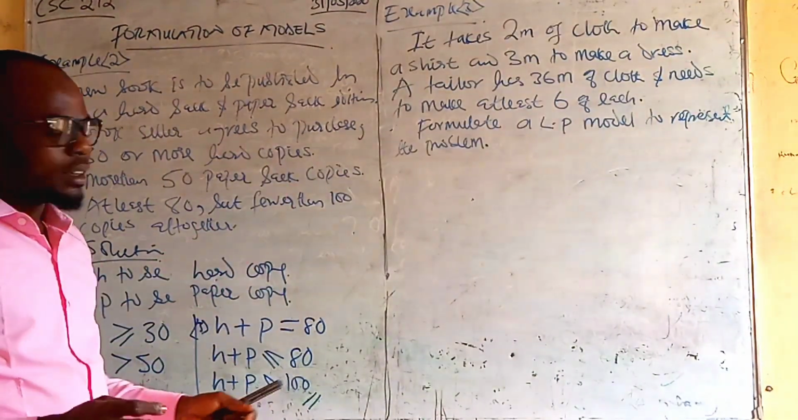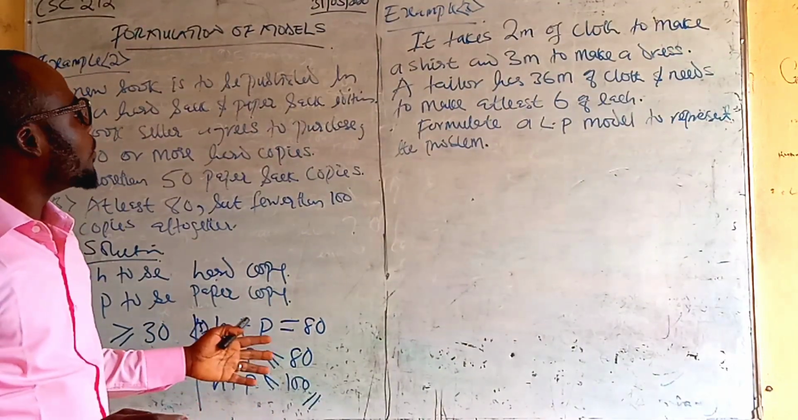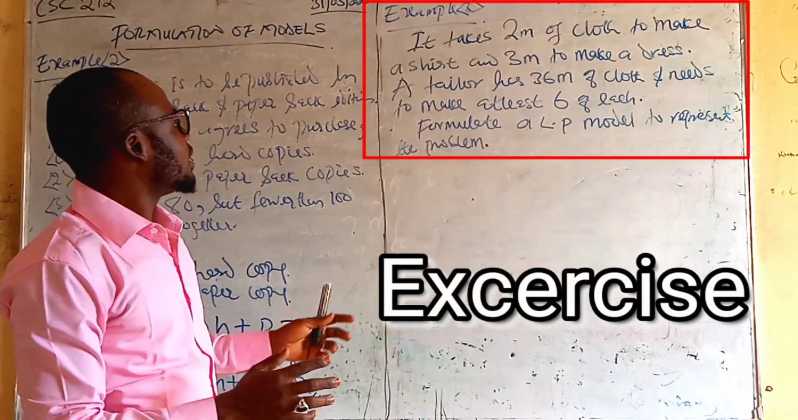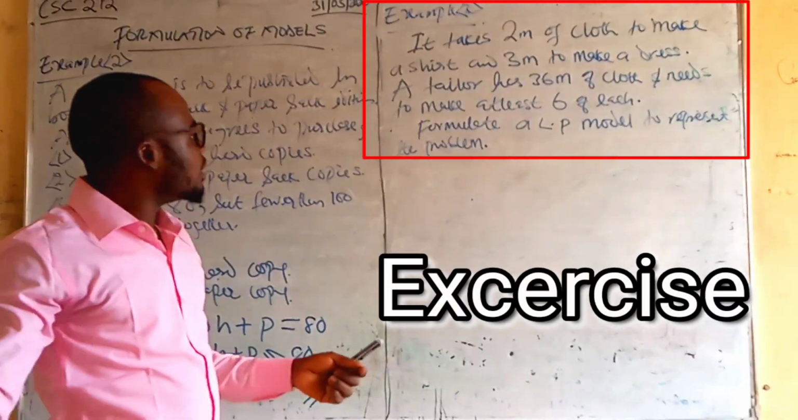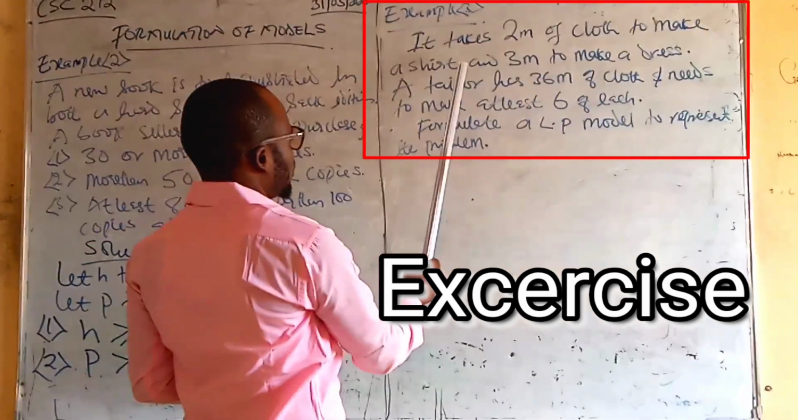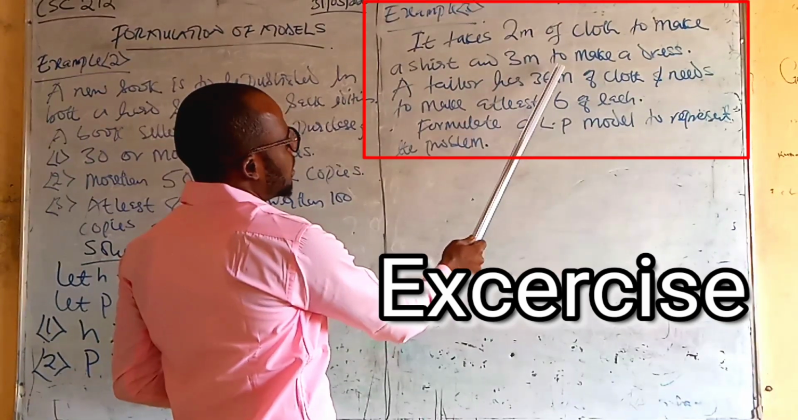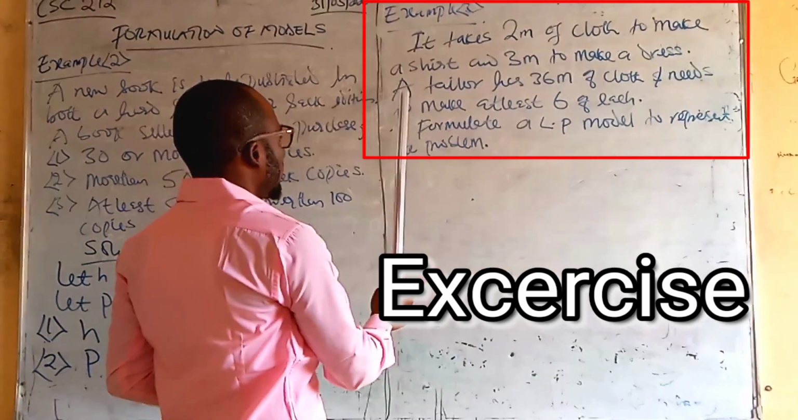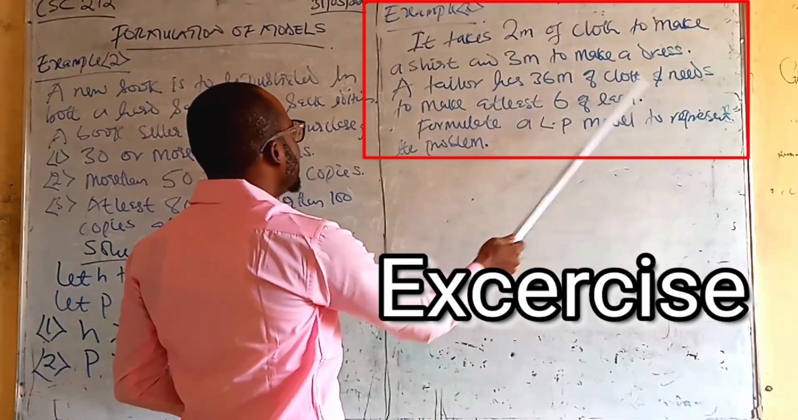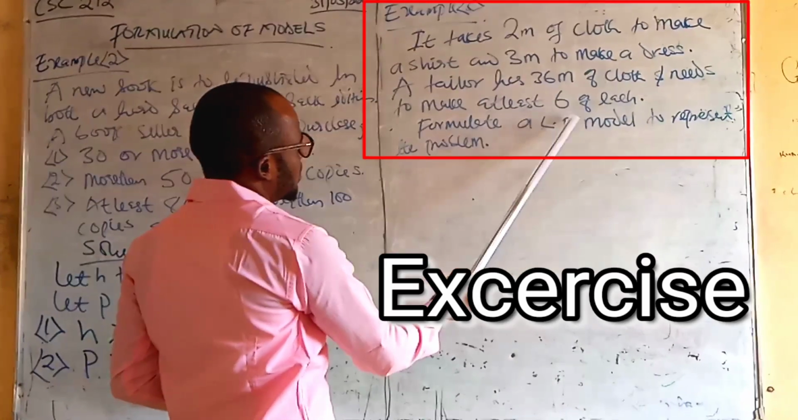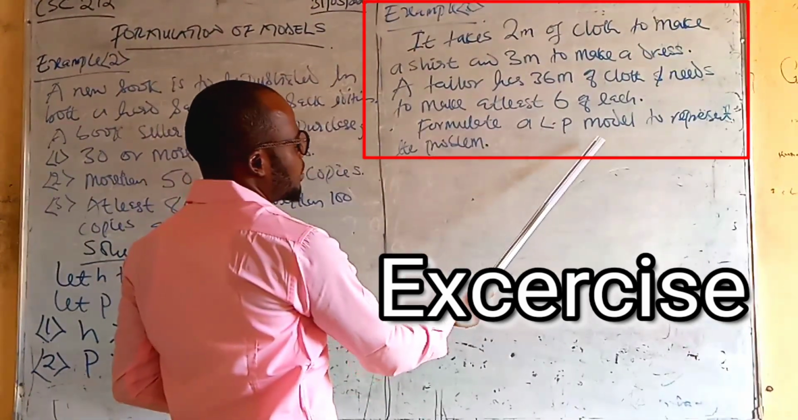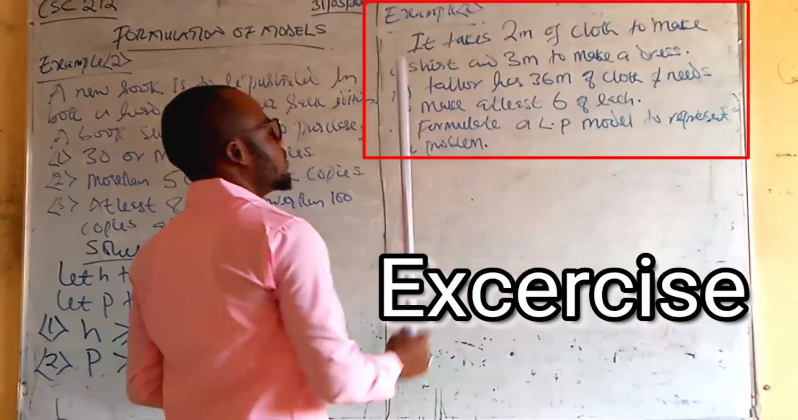Then we have another example, which I would like any one of you to go and try as an exercise. The example stated that it takes 2 meters of cloth to make a shirt and 3 meters to make a dress. A tailor has 36 meters of cloth and needs to make at least 6 of each. You are asked to formulate a linear programming model to represent the problem.